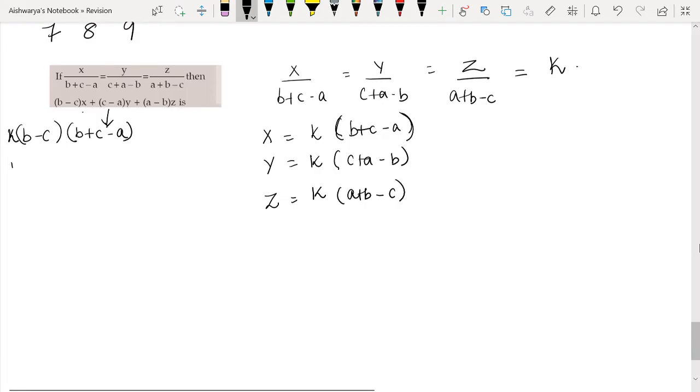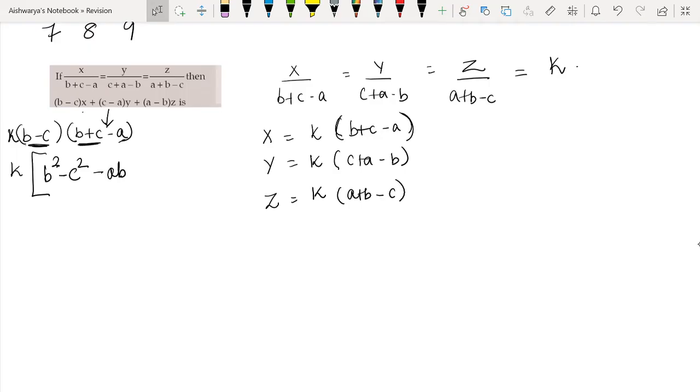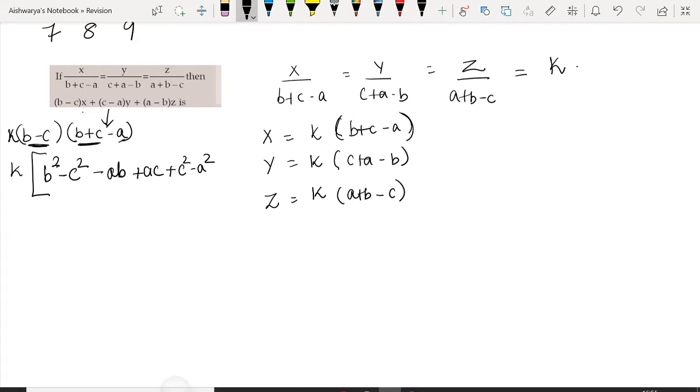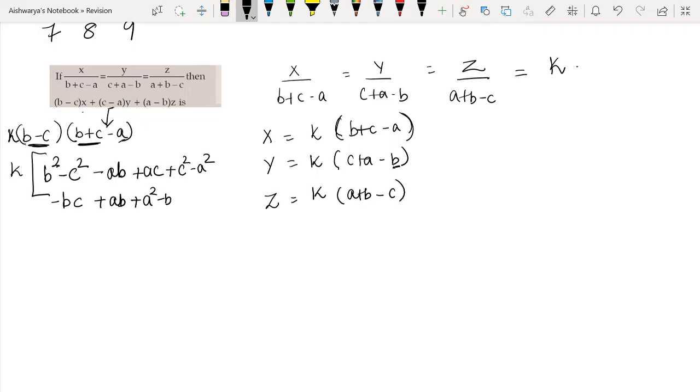Now when you multiply, you can save a little time. How you can do is, this is b plus c and b minus c. These four terms will become b square minus c square. Now this and this you have to multiply with a. So that will become minus ab plus ac. So this is your first term. So like that, if we keep multiplying the second term, it becomes c square minus a square. Then this multiplied with b. So minus bc plus ab. And the last term will be a square minus b square. These two terms multiplied with minus c. So that will become minus ac plus bc.